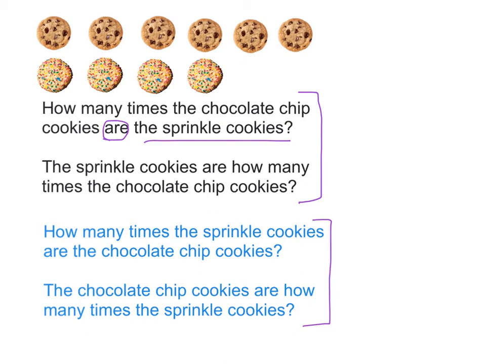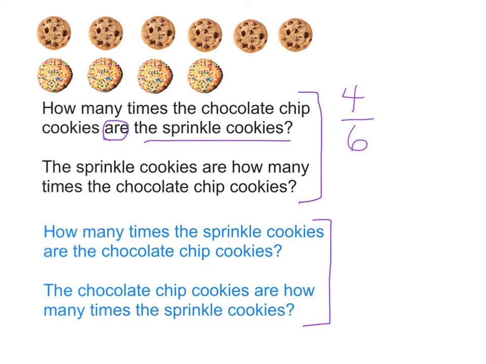So the sprinkle cookies is a small number, so it's 4. Chocolate chip cookies are 6. So sprinkle cookies is being asked, it goes on top. It also has to be smaller than 1 because they're smaller than the chocolate chips.